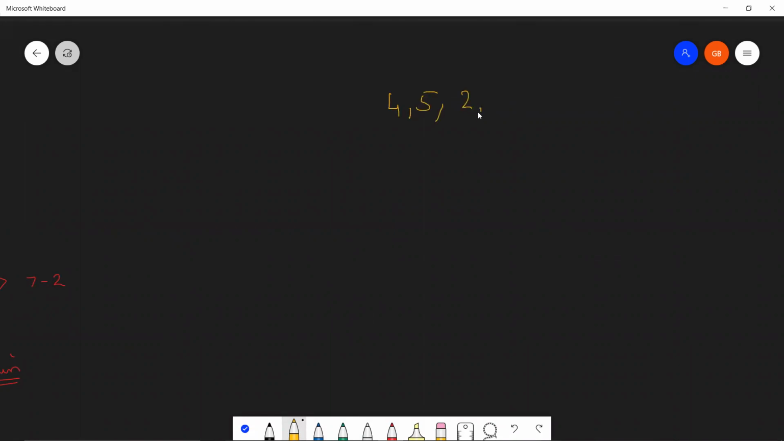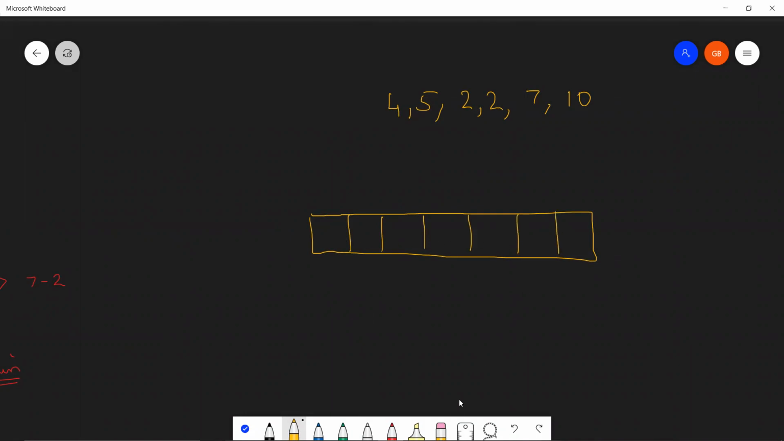4, 5, 2, 2, 7, 10. Right. So we are going to sort this, but we will sort this in an auxiliary array. Actually, this auxiliary array will not store the sorted elements by themselves. Right, 1, 2, 3, 4. I think I will take one box extra. No worries. They will store the index.